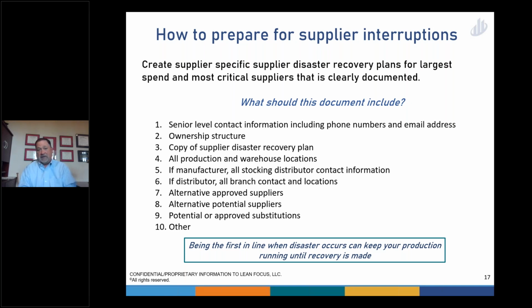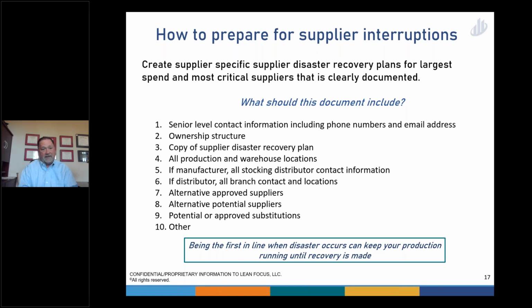I can't tell you how many times I have witnessed companies where they've had an issue and, oh, the buyer in Milwaukee has that information and deals with that supplier, and really no one else has the contact information. And again, it may take days sometimes to get that information because that person's on vacation. Then there's ownership structure, understanding what their ownership structure is, and having a copy of their disaster recovery plan so that you can understand the steps they're taking and how you might be able to assist them to get back up and running quickly.